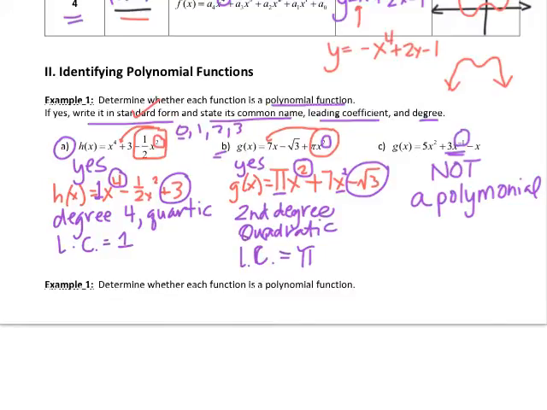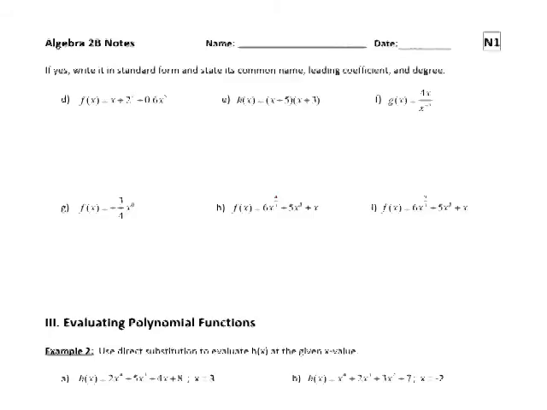The directions got printed on the bottom of this page, so these are the directions for the next page. It says determine whether each function is a polynomial function, so let's go ahead and look at those. And if the function is a polynomial function, write it in standard form, state its common name, name its leading coefficient, and give the degree of the function.